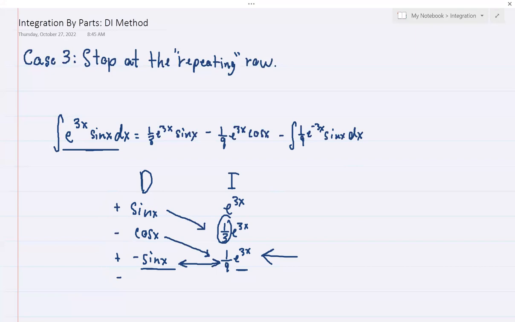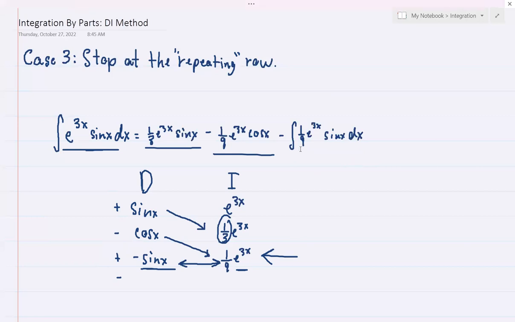Multiply diagonally sine x to 1/3 e raised to 3x. Multiply negative cosine x to 1 all over 9 e raised to 3x. Then multiply the third rows together, negative sine x and 1 all over 9 e raised to 3x. We have negative 1 all over 9 times e raised to 3x, then times sine x. Then integrate them both. We multiply them together and we will integrate them.